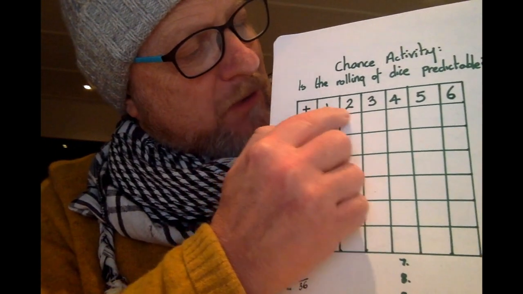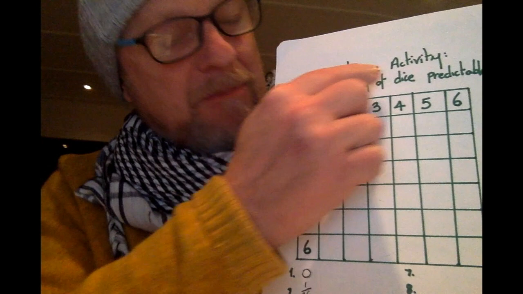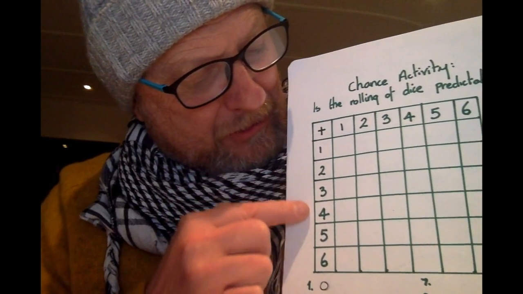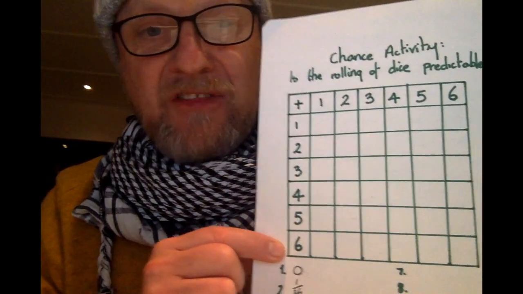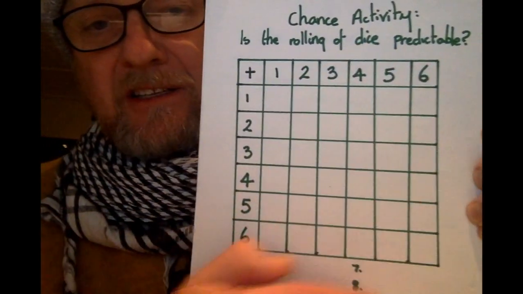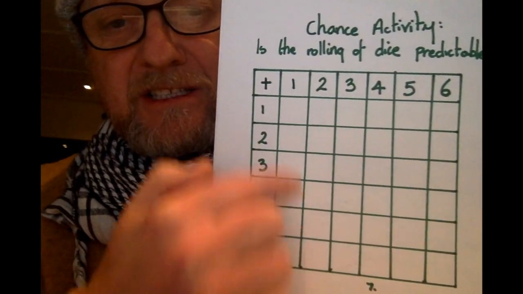across the top, the numbers 1, 2, 3, 4, 5, 6, representing one dice, and the numbers 1, 2, 3, 4, 5, 6, representing another dice. And in these cells, there are 49 cells. Once you've filled out the grid, what you do then is you fill out the grid.